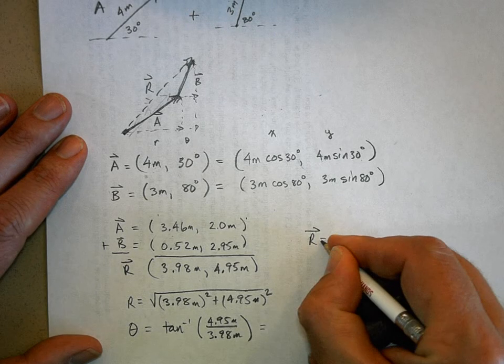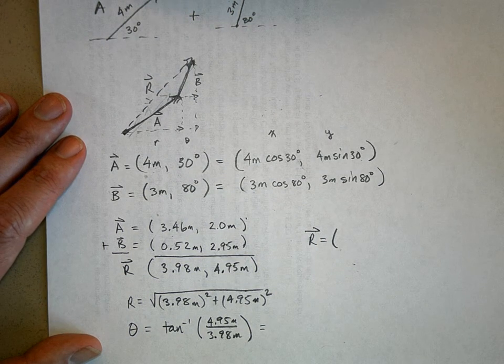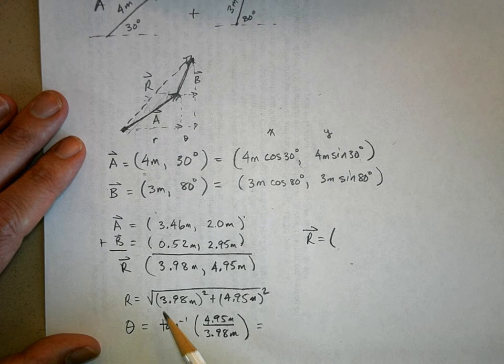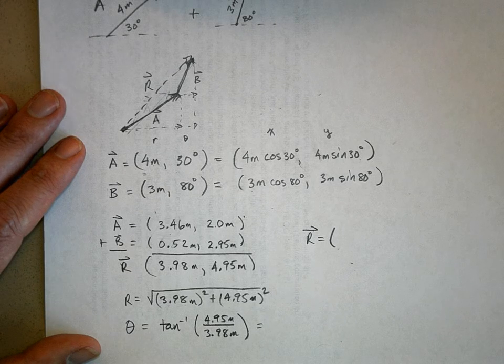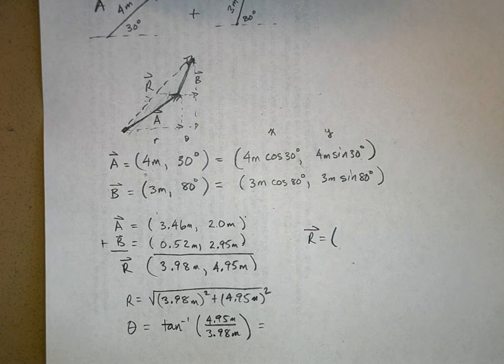R is equal to, well, what do I get for my magnitude? 3.98 squared plus 4.95 squared, take square root. And what do I get for my inverse tangent? Claire, do you have it? Oh, see, now you're on. Anybody?